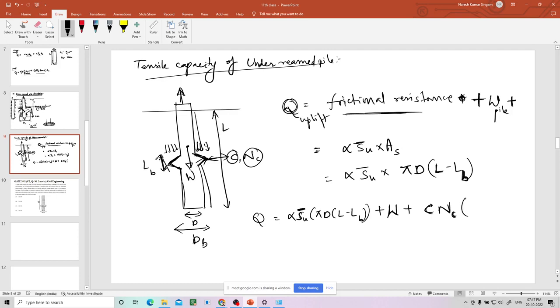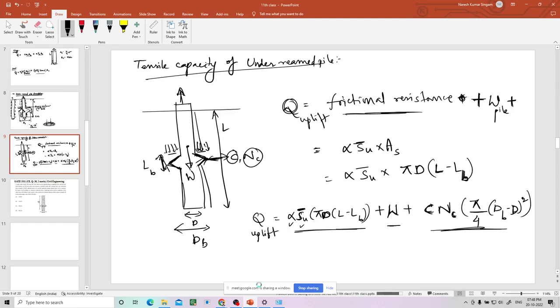But bearing area is what? We know the bearing area is in circular shape, pi by 4 d square, but bearing area is coming only in this annular space. For that you take dB square minus d square. So this is the formula for uplift resistance of the under-reamed pile. You know alpha, you know SU bar, so you can take the average, or for uniform soil you can take a single value. Pi, diameter of the pile, and length, total length minus length of the bulb, and weight of the pile, cohesion at this portion, and NC at this particular depth, and pi by 4 into dB minus d whole square. So this is the formula.